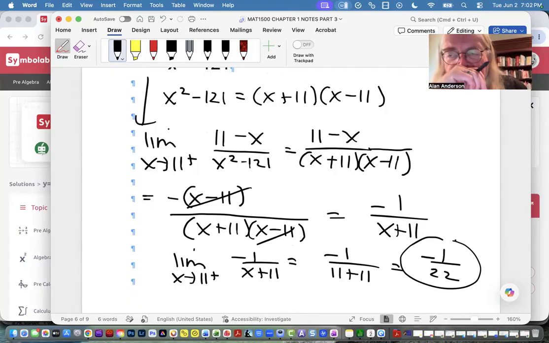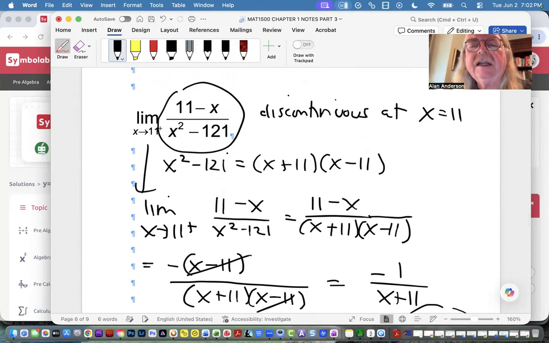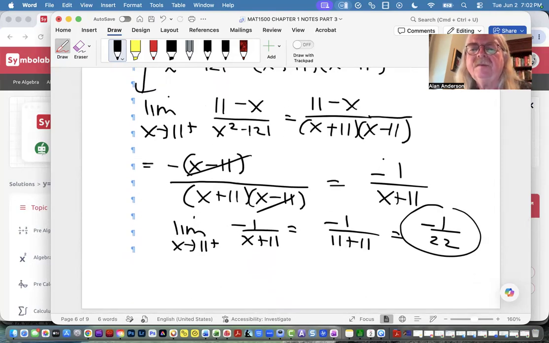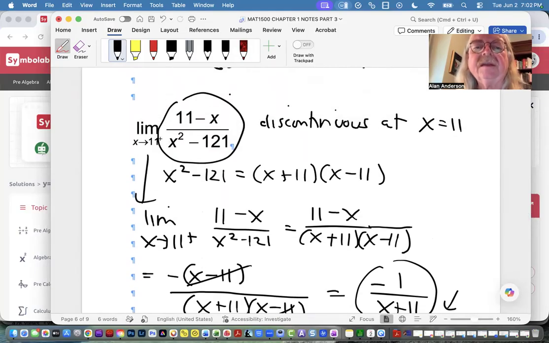Again, based on the theorem we had earlier, we've got the original function, which has a discontinuity at x equals 11, and this version of it, which does not have a discontinuity. They differ where x equals 11, and in the second function, we have a limit of negative 1 over 22, which means that the limit up here must also be negative 1 over 22.